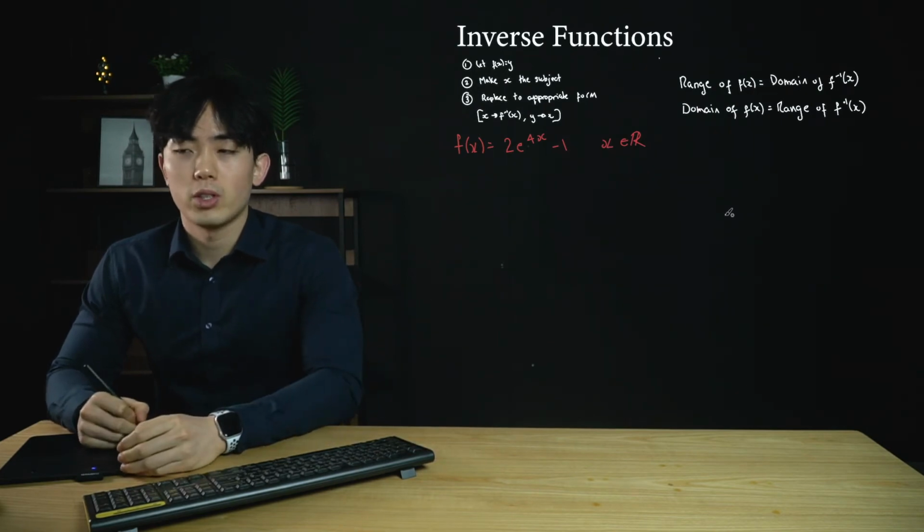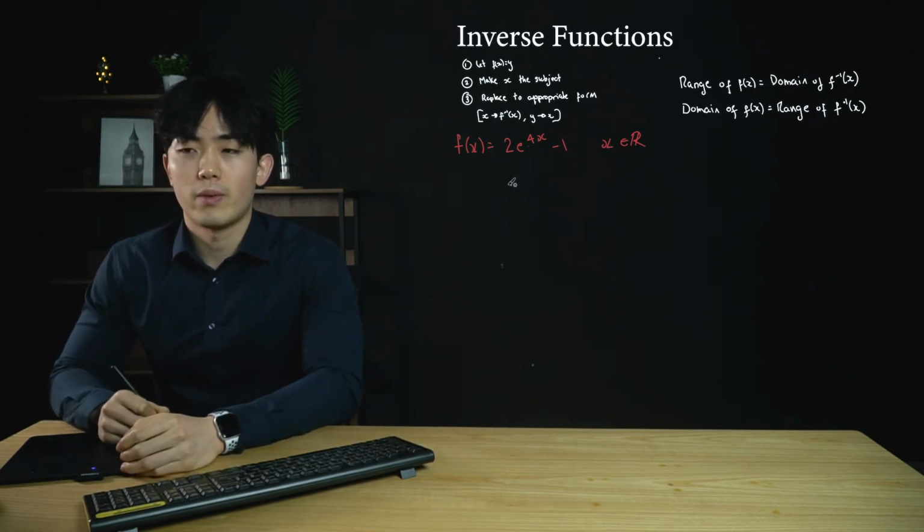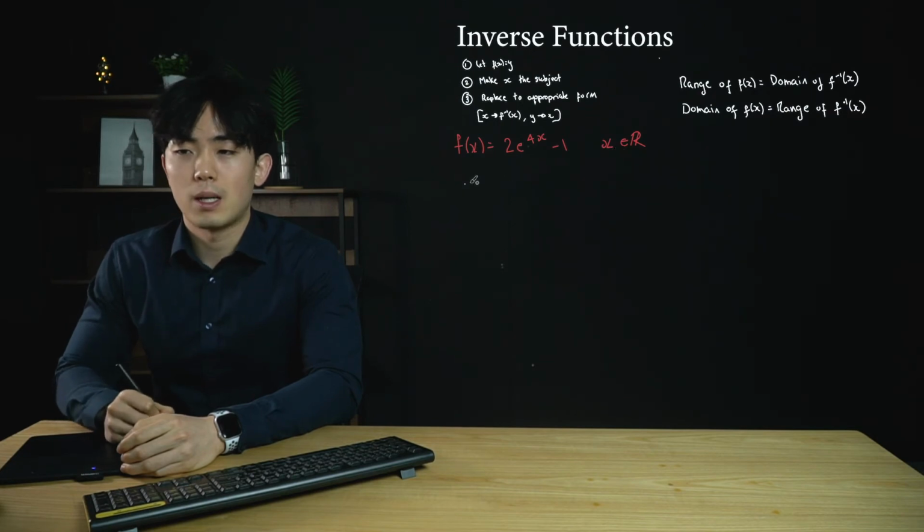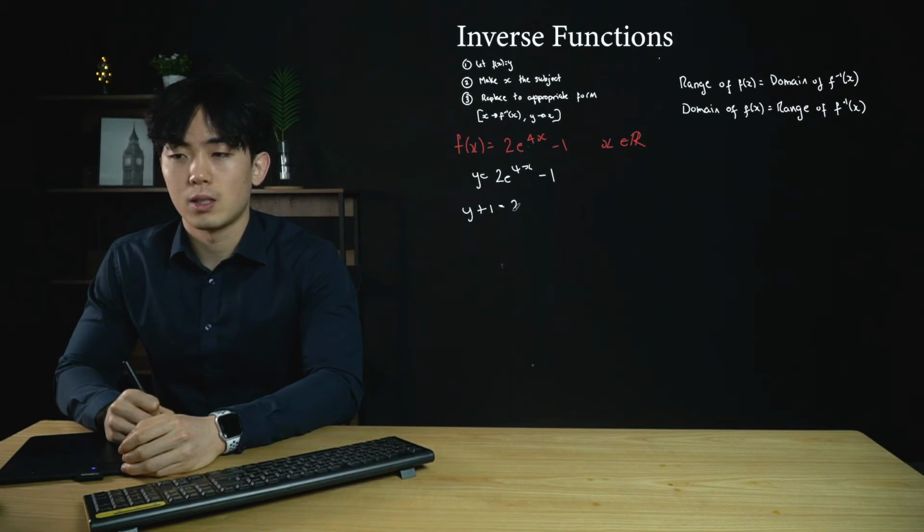The next example I want to do is an exponential function. So we have f of x is equal to 2e to the 4x minus 1, and we've been given a domain, x being any real numbers. So let's go about trying to find the inverse. Our y will be equal to 2e to the 4x minus 1. Bring the 1 to the other side, so we have y plus 1 is equal to 2e to the 4x. Divided by 2, y plus 1 over 2 is equal to e to the 4x.